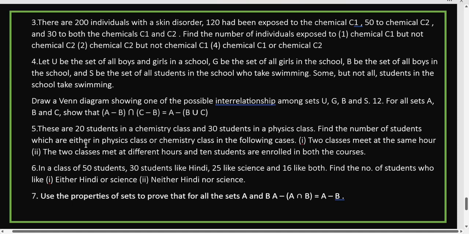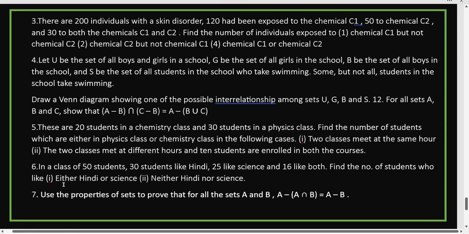Then another one: there are 20 students in chemistry class, 30 in physics. Find the number of students who are in either physics or chemistry class. He is asking for some details. You can solve them using the usual Venn notation. Mostly Venn notation is easier, I think. In a class of 50, 30 students, this is also a Venn diagram related problem.